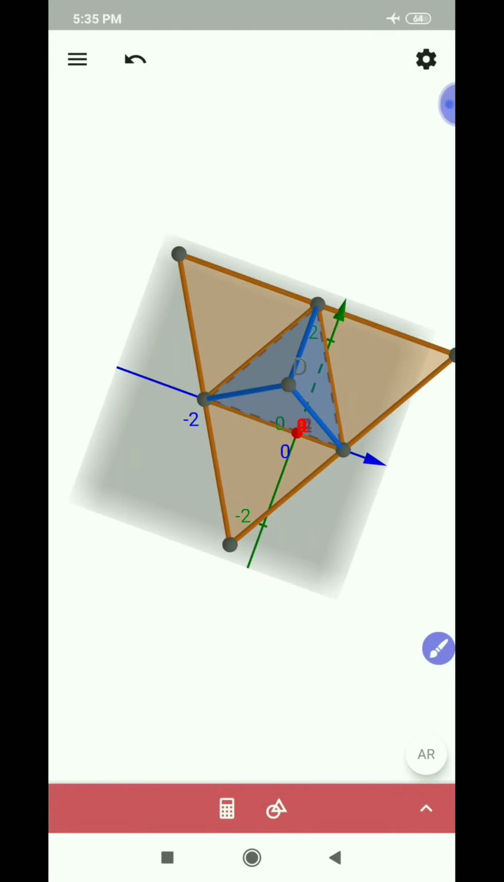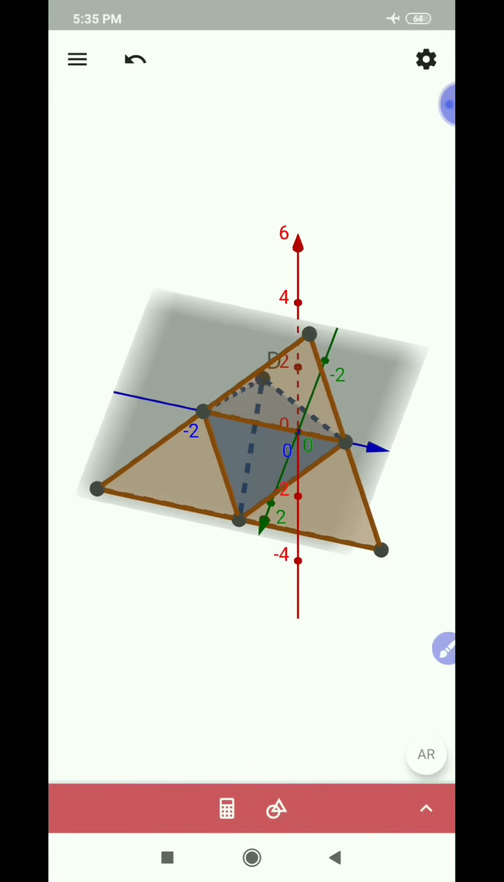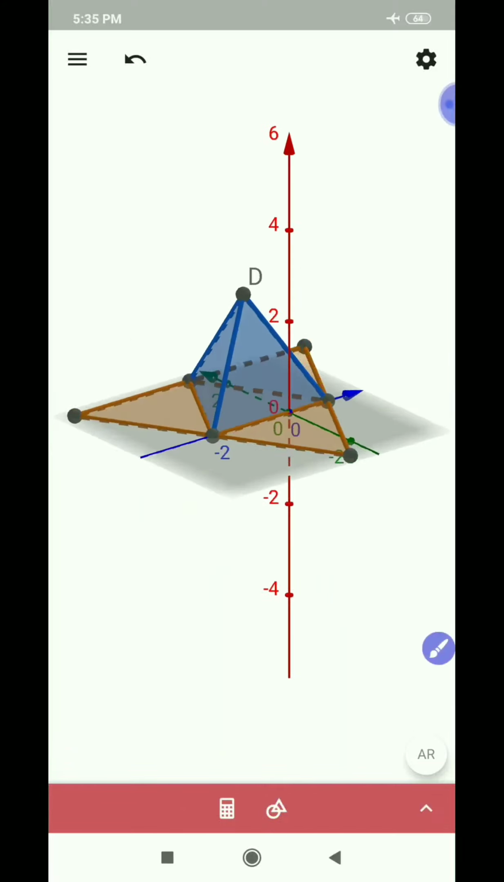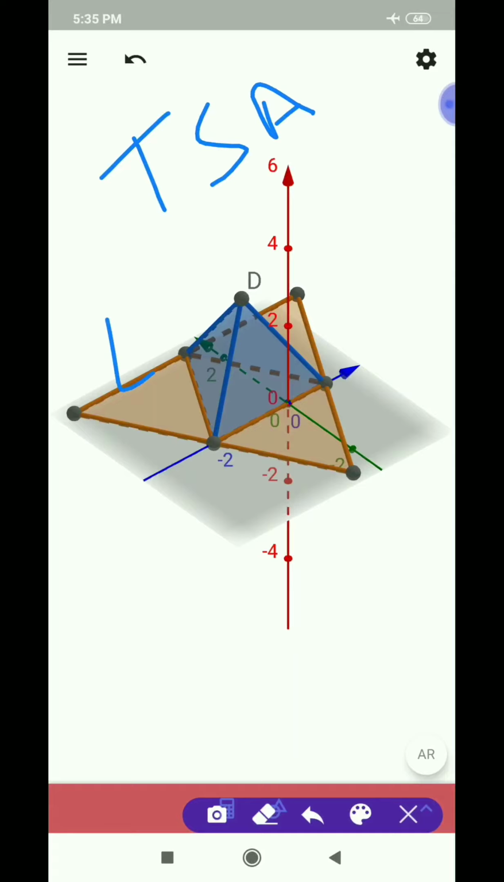Now what about total surface area? To the lateral surface area, you have to add only the base area. So the total surface area of a pyramid is lateral surface area plus base area.